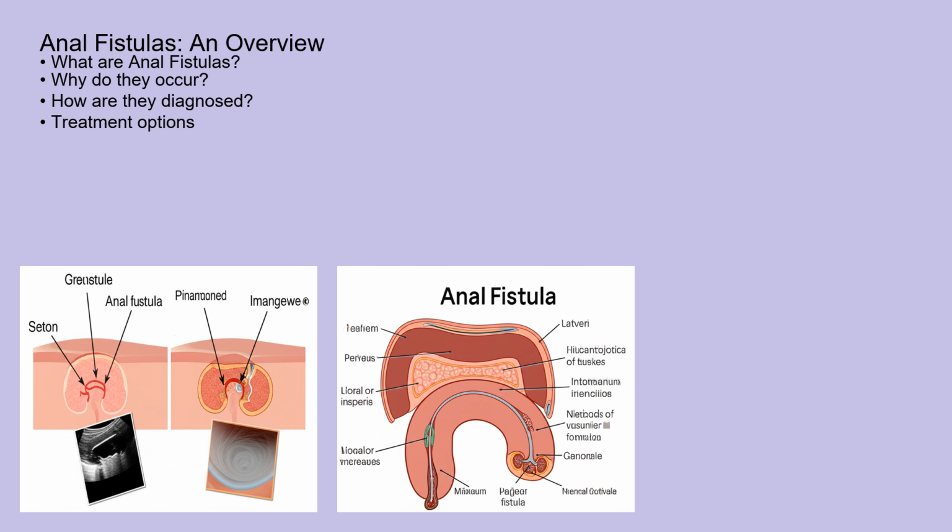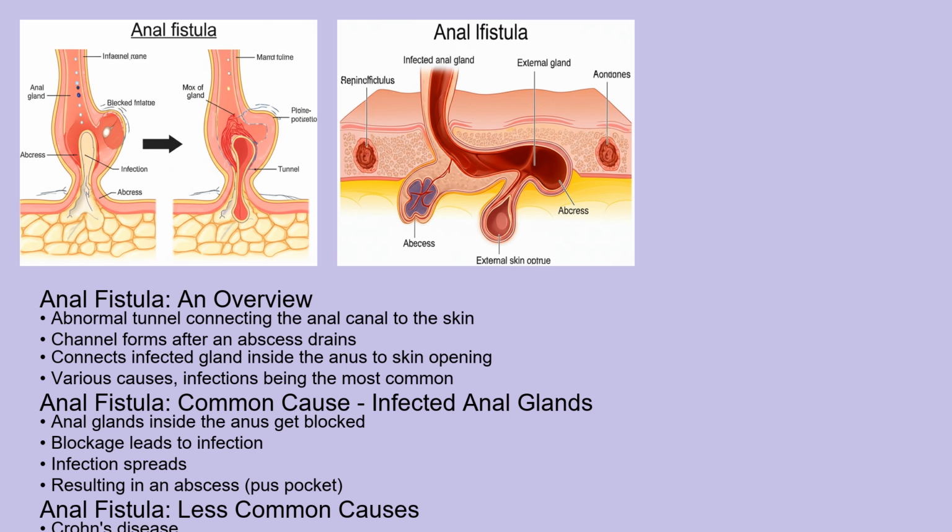So, let's get started. An anal fistula is essentially an abnormal tunnel that connects the anal canal to the skin surrounding the anus. What causes these tunnels to form? The most common culprit is an infection of an anal gland. These glands, located inside the anus, sometimes get blocked and infected. This infection can then spread, creating a pocket of pus called an abscess. When the abscess drains, it can leave behind a channel, the fistula, connecting the infected gland inside the anus to an opening on the skin near the anus.